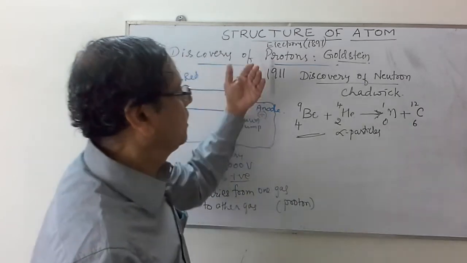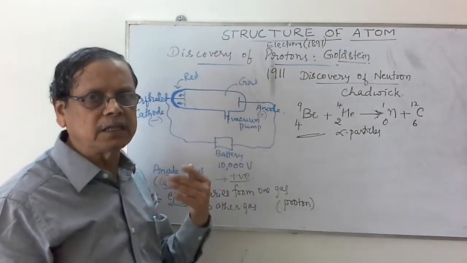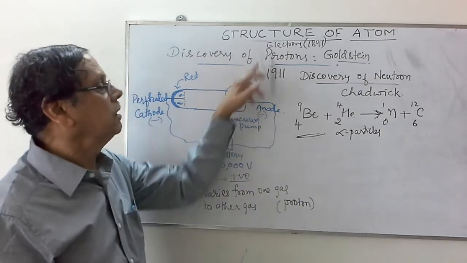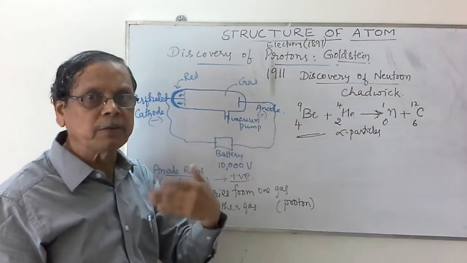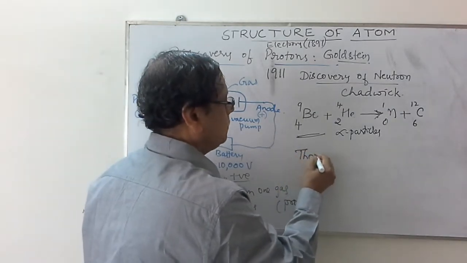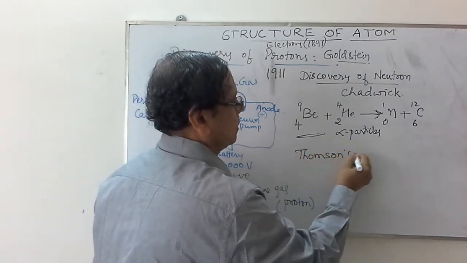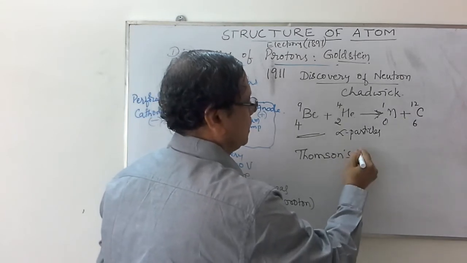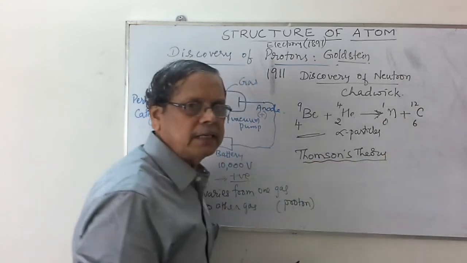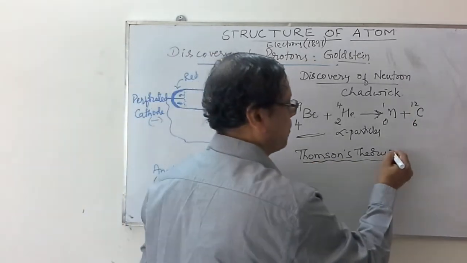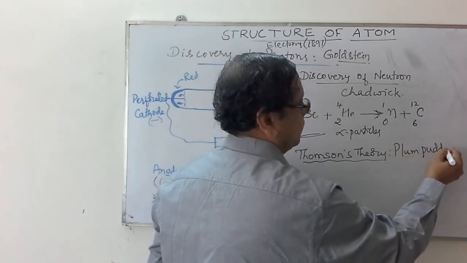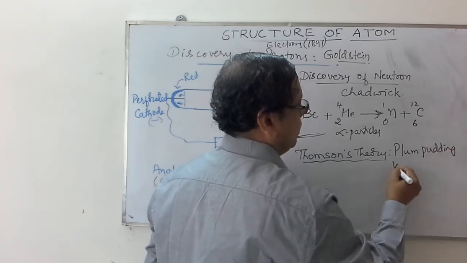Once the discovery of the electron, the proton and the neutron have been studied, we have to go for the structure of the atom proposed by different persons. We study Thomson's model first. Thomson's model, or Thomson's theory, we can say. He proposed the structure of the atom by considering a model called the plum pudding model. It is also called the watermelon model.